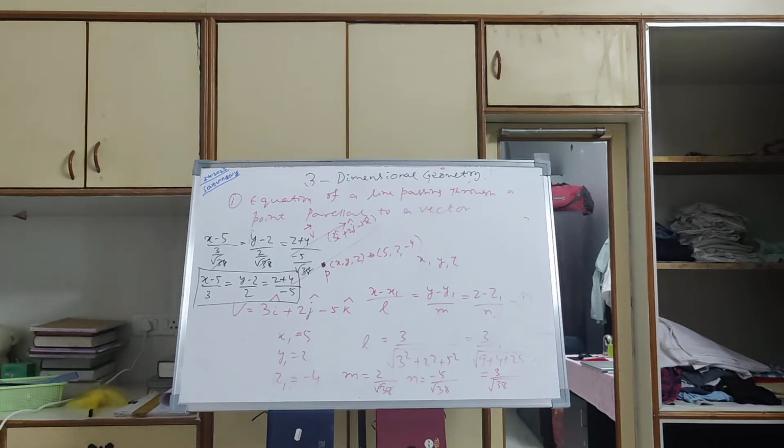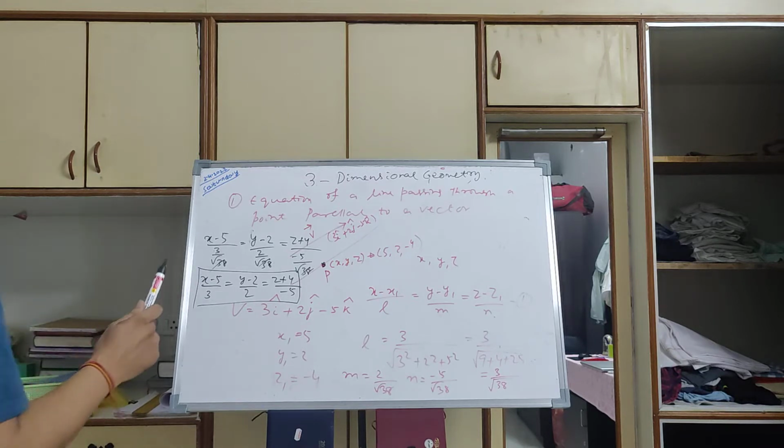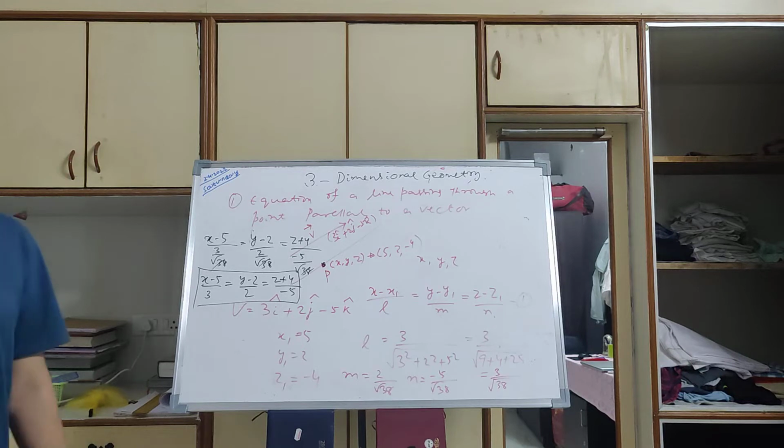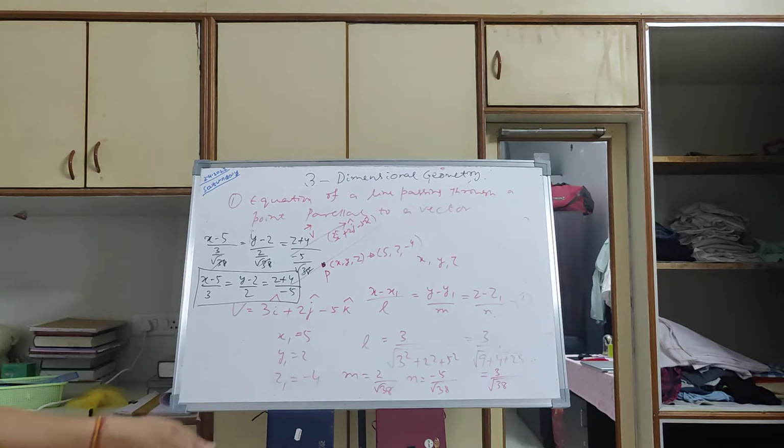So the catch here is to find out the direction cosines. L, M and N you have to find. L is the x component divided by the magnitude of the vector. M is the y component divided by the magnitude of the vector. N is the z component divided by the magnitude of the vector. So you can take a picture of it.